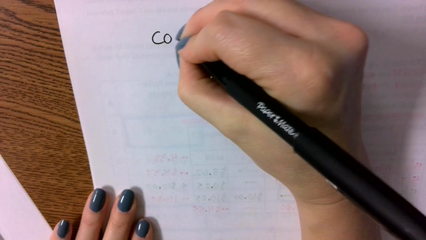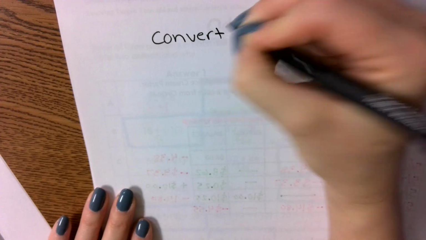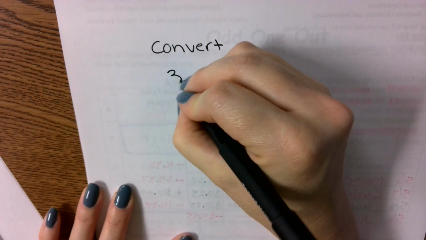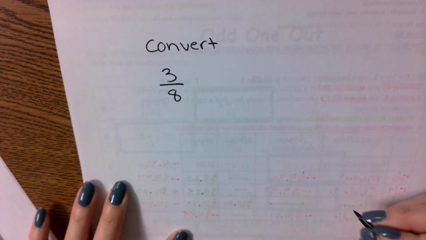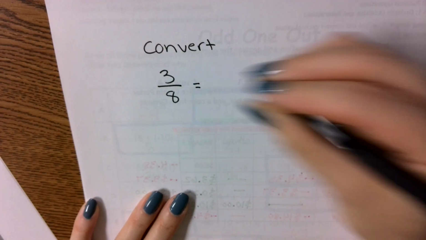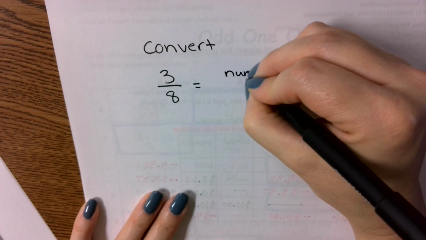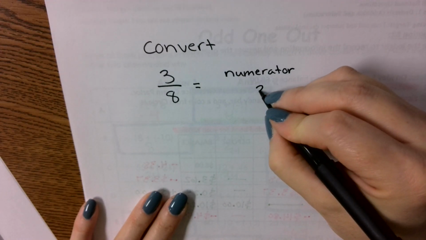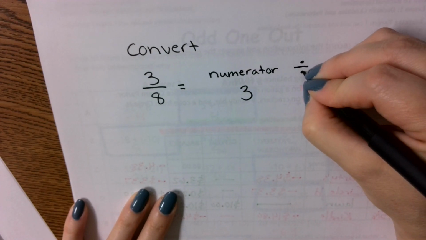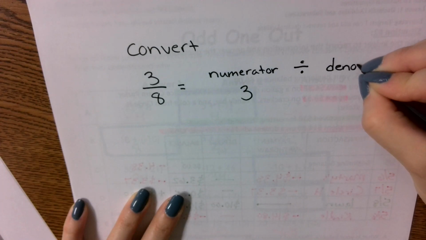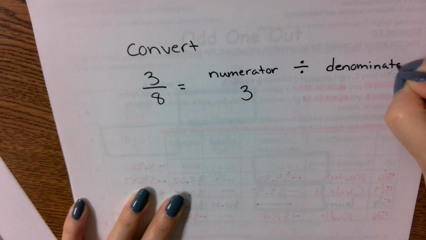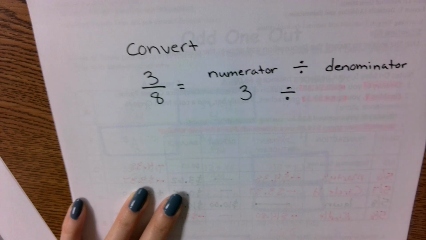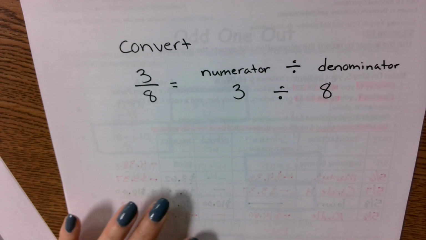How do you convert from a fraction to a decimal? So I want you guys to write down to convert. If I say I want to convert 3/8 into a decimal, then what we're going to do is take the numerator. Which number up here is the numerator? The 3. We're going to take the 3 and divide it by the denominator. Numerators get divided by denominator. So we're going to take that 3 and divide it by 8.